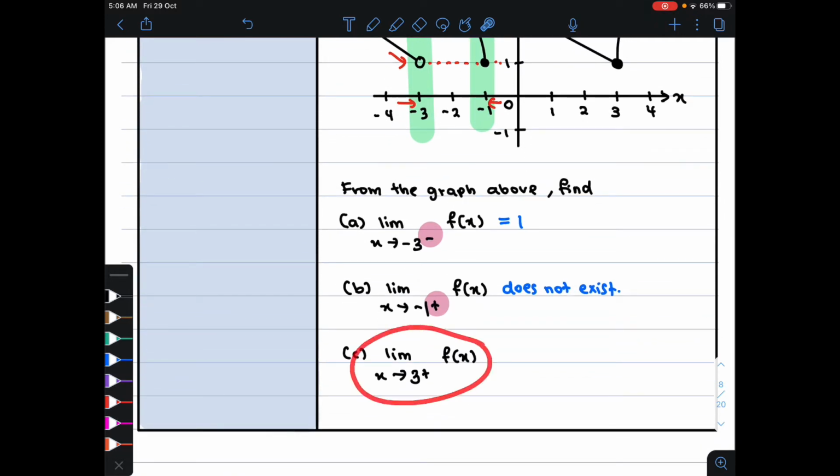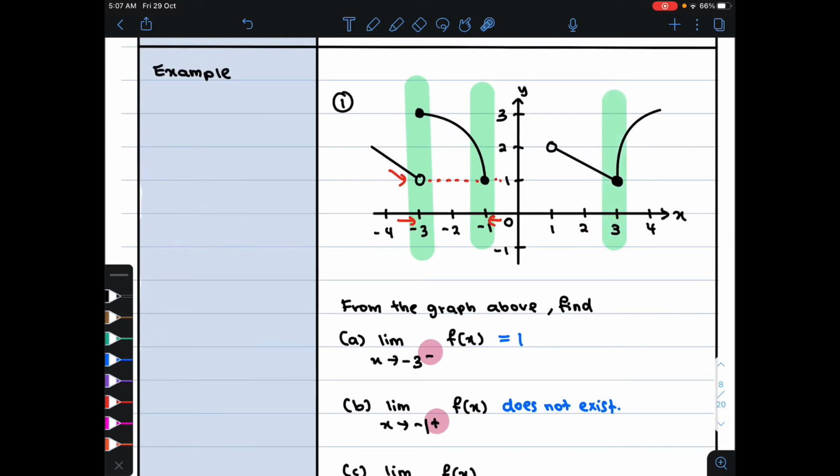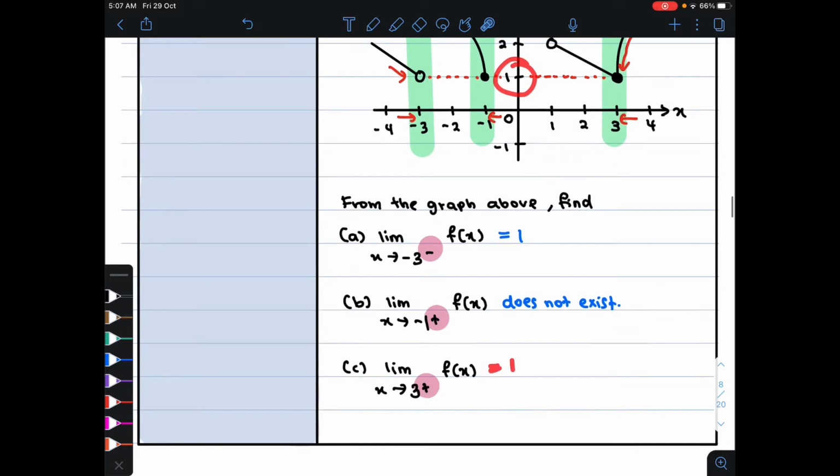Find the limit of f(x) as x approaches 3 from the right-hand side. So x equal to 3 is here. And on the right-hand side of x equal to 3, we have a graph, which is this one. You can see that when this graph approaches x equal to 3, the value of y is 1. So the limit is equal to 1. That is how you find one-sided limits.